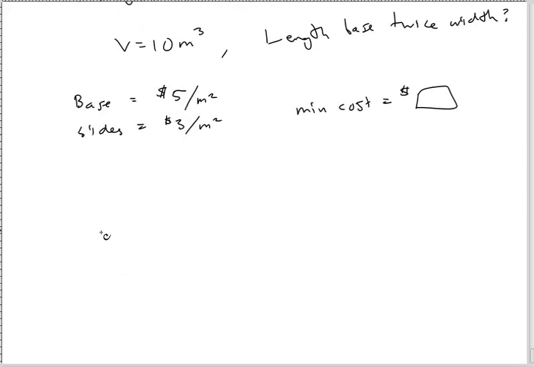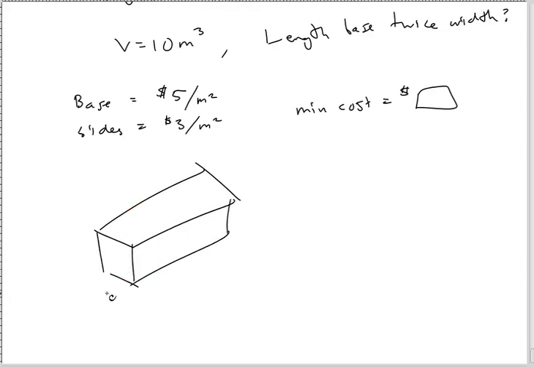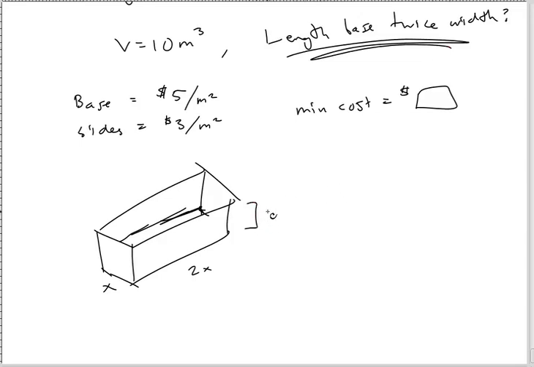Okay. Let's draw a picture. Always draw a picture. It has an open top, so I guess there you go. This is an X and this is a 2X. That's that length base twice width thing. And then we have a height of Y. And we do know the volume. It's X times 2X times Y is equal to 10.